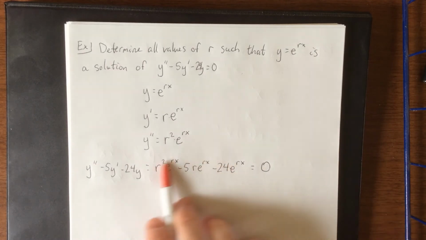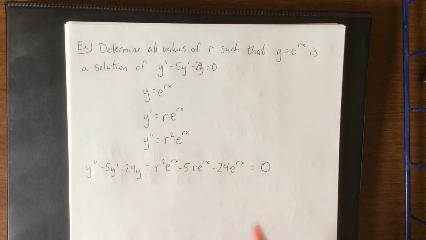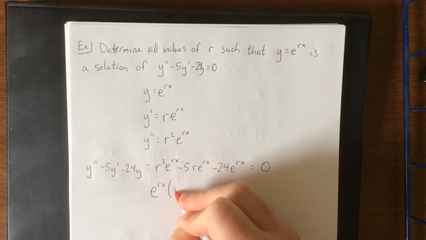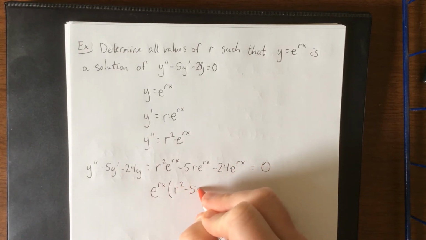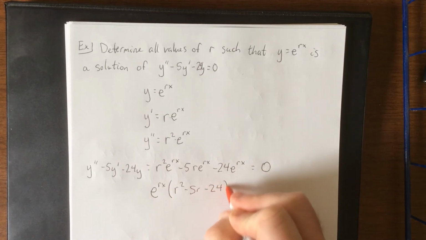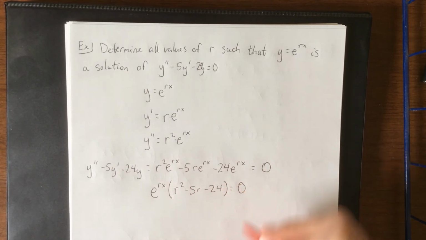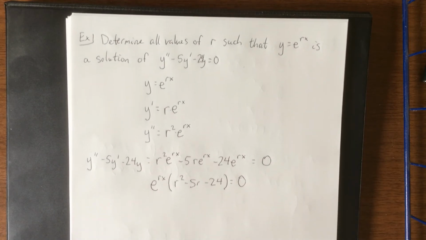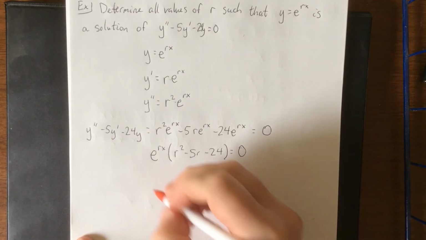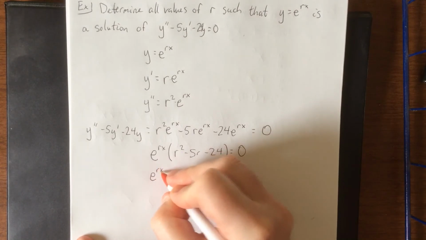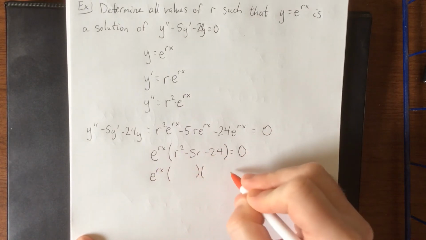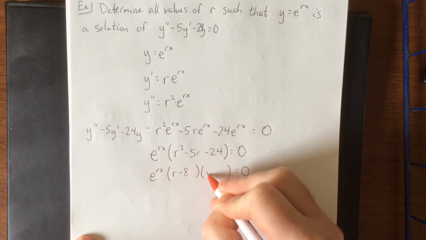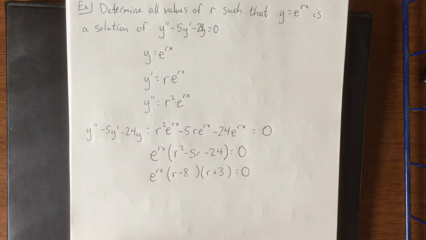First thing I notice is that all three of the resulting terms here have an e to the rx in common. I'm going to go ahead and factor that out. When I do factor it out, what I'm left with is r squared minus 5r minus 24. As we did on the previous example, this factors pretty nicely. The two factors that I would be looking for would be r minus 8 and r plus 3.